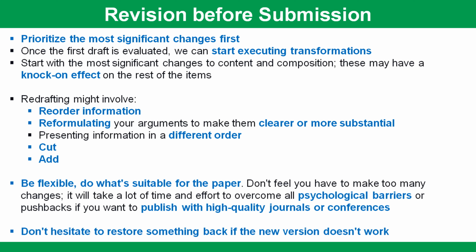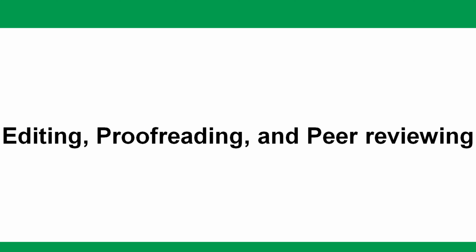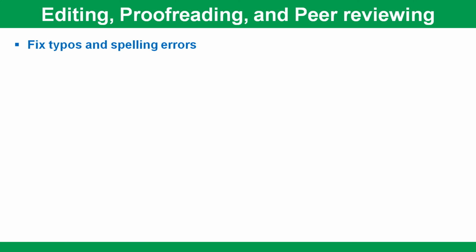By prioritizing significant changes, remaining flexible, and persistently working towards the improvements, you can ensure that your manuscript is well prepared for the submission to reputable journals or conferences. Editing, proofreading, and peer reviewing are essential steps in ensuring the quality and accuracy of your manuscript. Here is a checklist to guide you through this process.